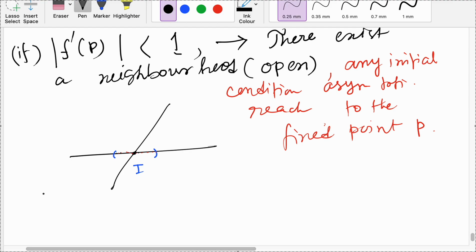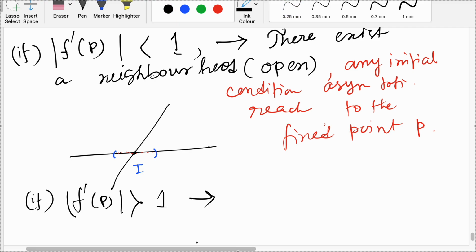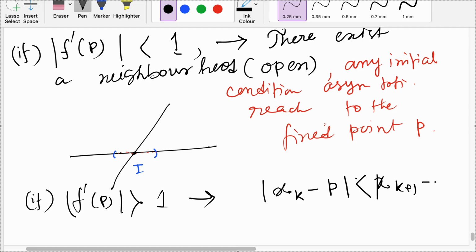And the reverse is that if |F'(P)| is greater than 1, then there exists an open interval for which, if you start from this initial condition, the distance between the fixed point P and the kth iterate x_k, the distance of the (k+1)th iterate, will always be higher than that of the previous iterate. So that is the thing.